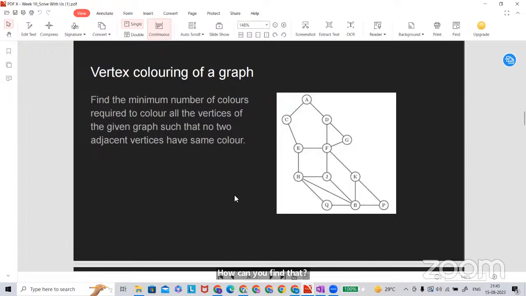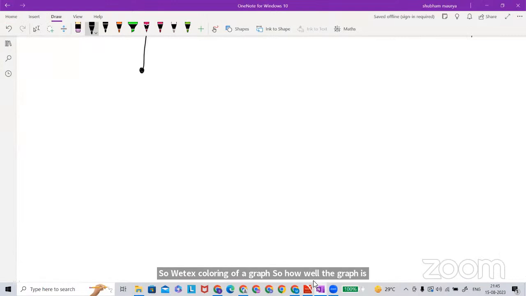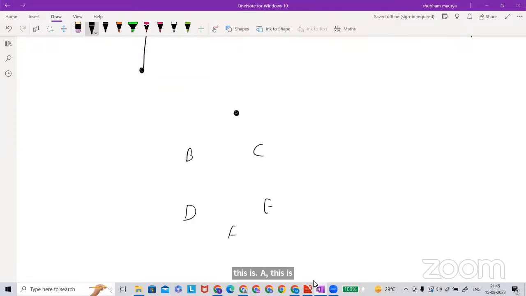So, vertex coloring of a graph. How we'll color the graph is very simple. Suppose you have a graph again. Suppose this is A, this is B, C, D, E, and this is F.